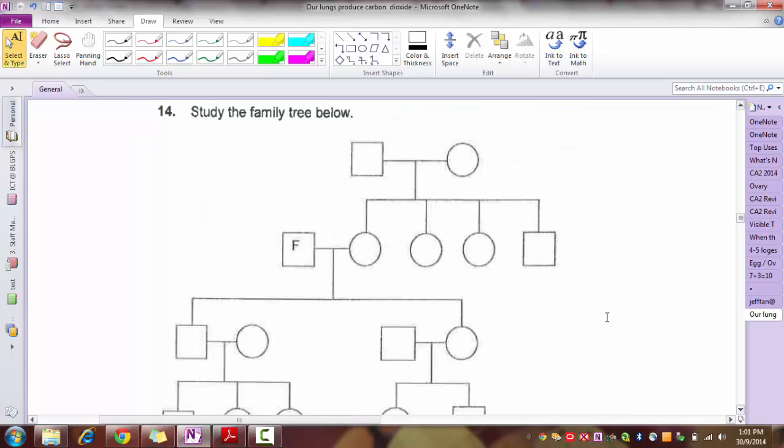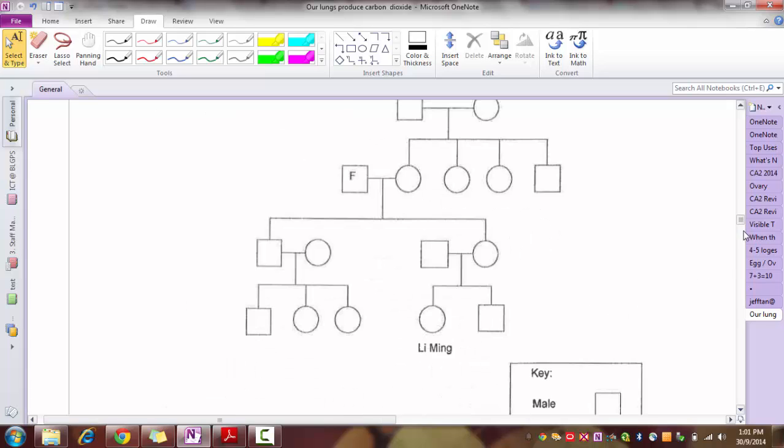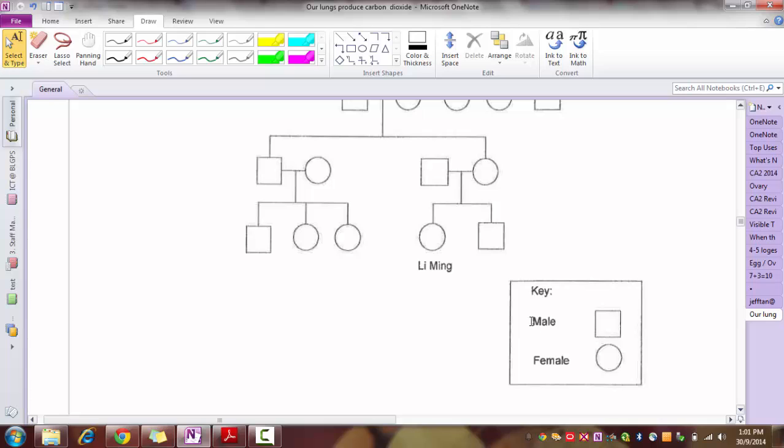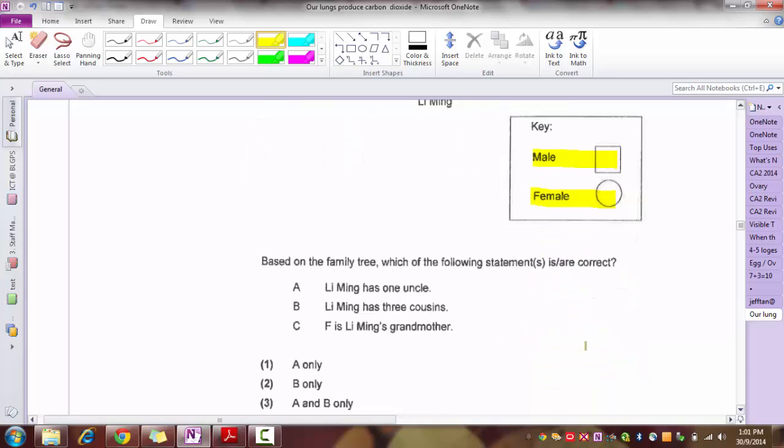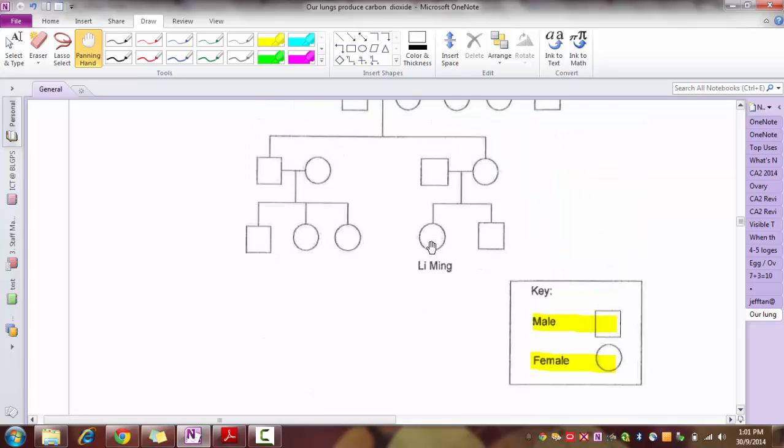Right, question 14. So you're supposed to study the family tree. I'm just going to pull it out a bit more. So just remember, male is square, female is circle. So remember, male square, female circle. So based on the family tree, which of the following statements is or are correct? Li Ming has one uncle. So let's take a look. So this is Li Ming here. This will be definitely the father. And this is the mother.